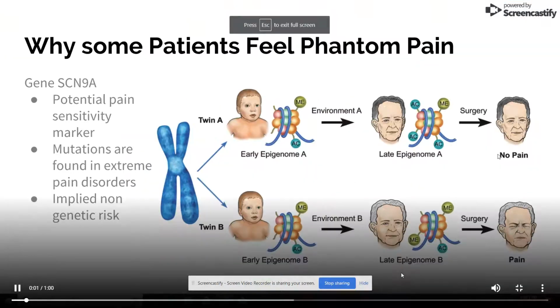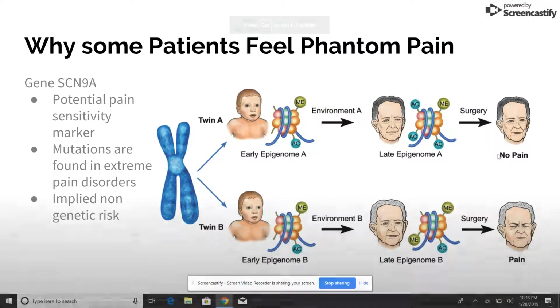An epigenetic explanation for why some patients feel phantom pain and others don't is depicted in this figure on this slide. These twins share identical DNA, but through environmental effects on the acetylation patterns or the methylation patterns, these two patients had different experiences, one feeling no pain and one potentially feeling pain.